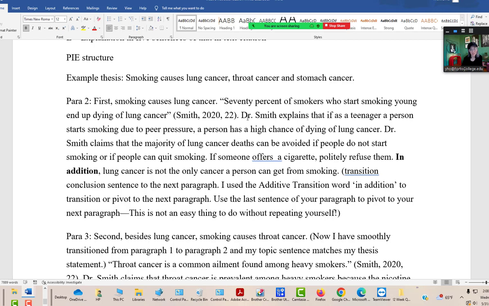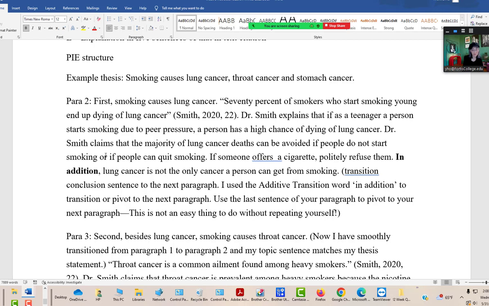So in this in-text citation, Dr. Smith explains that if as a teenager a person starts smoking due to peer pressure, a person has a high chance of dying of lung cancer. And Dr. Smith claims that the majority of lung cancer deaths can be avoided if people do not start smoking at a young age or if people quit smoking. If someone offers a teenager a cigarette, politely refuse them.